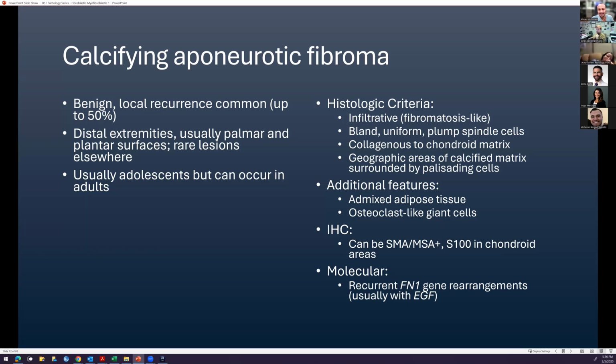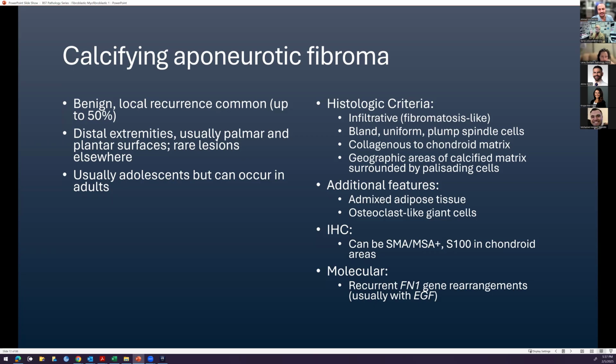So these are generally benign lesions, though they very commonly recur. Like I said, they're usually in the distal extremities, usually on the palmar or plantar surfaces, and often in adolescents, but it can occur in adults. So you're more likely to see it on the kid side, which is why we don't see a whole lot of these over here. But the histologic criteria, generally, they're pretty infiltrative.